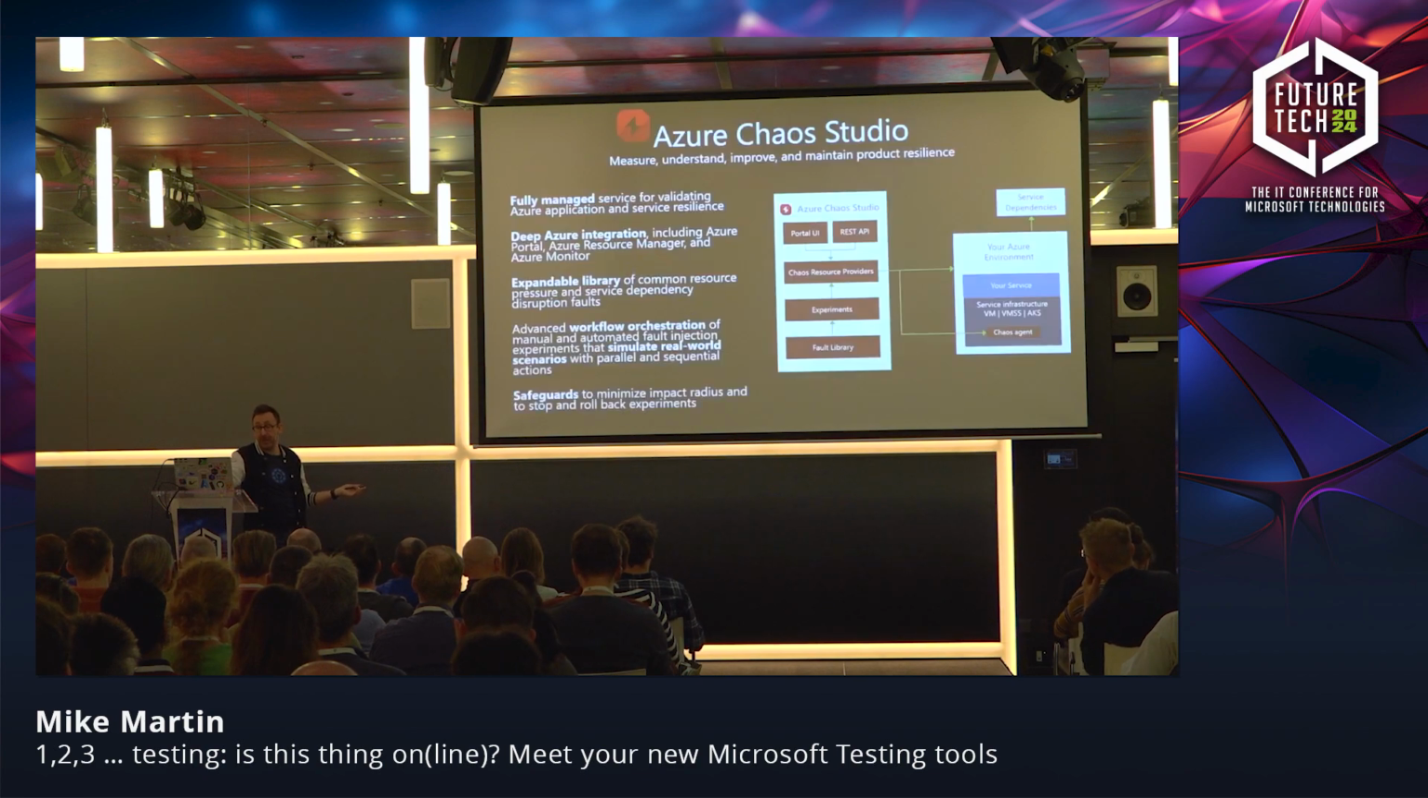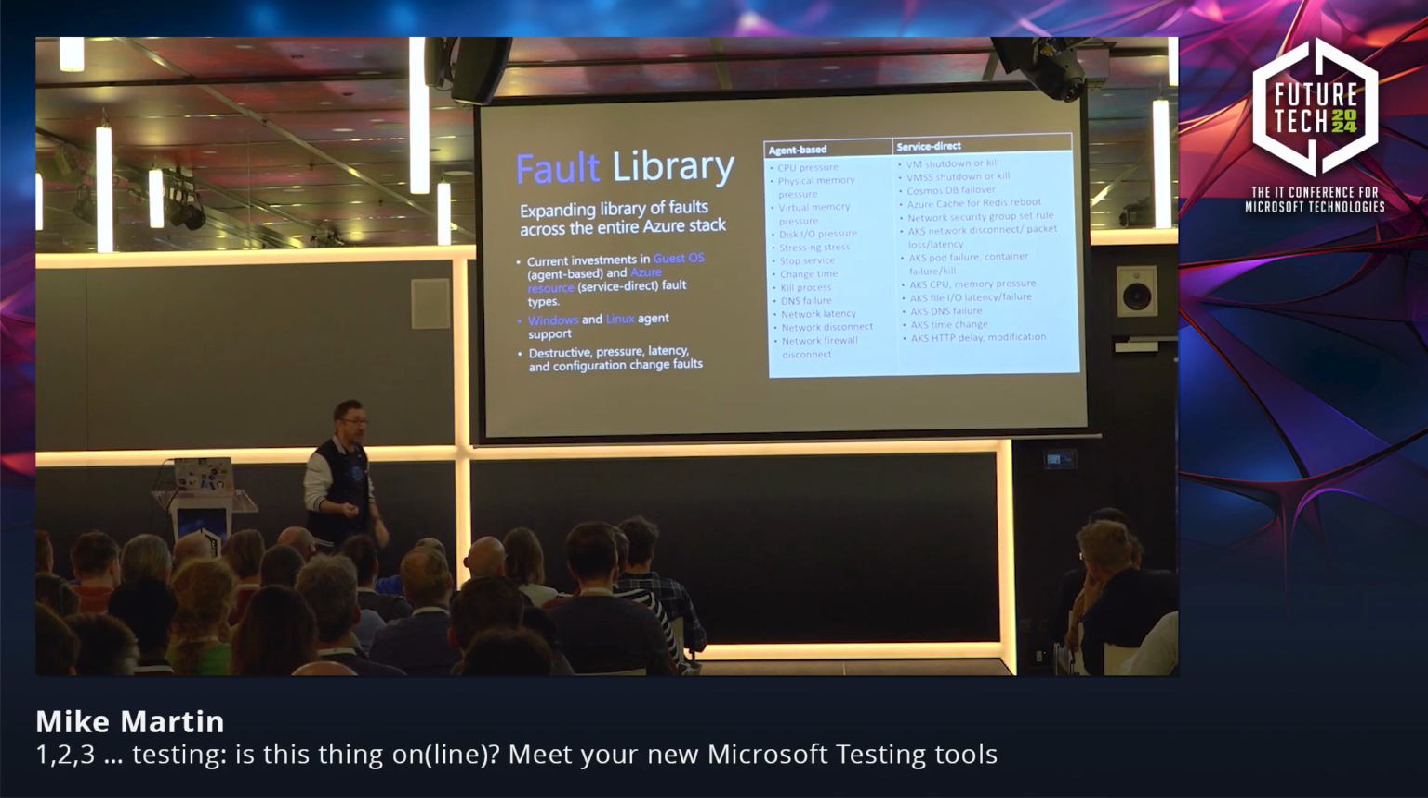Now, what is Chaos Studio? Chaos Studio is actually a set of fault libraries that you can inject inside of your environment and really start testing against these kind of failures. Some examples that you can find here are on the agent-based side.